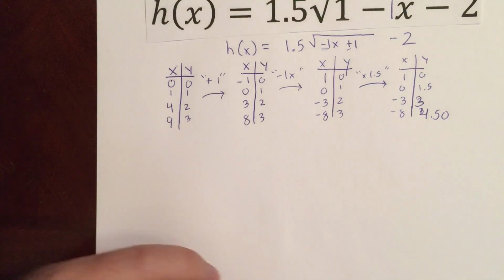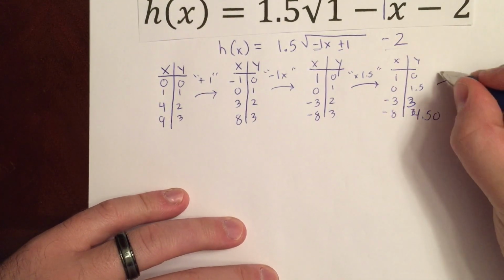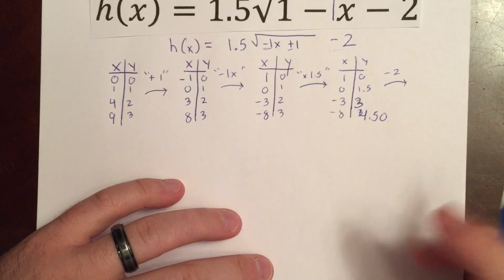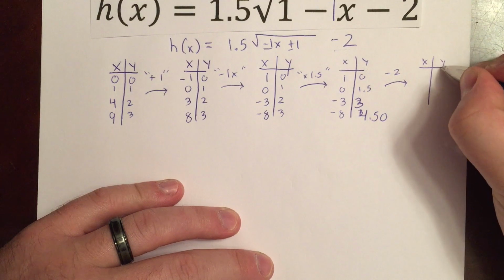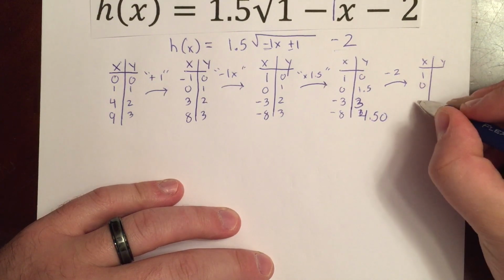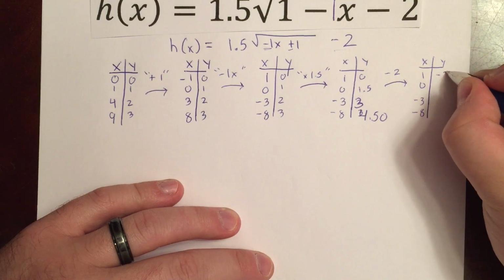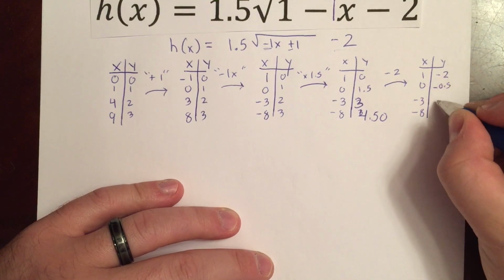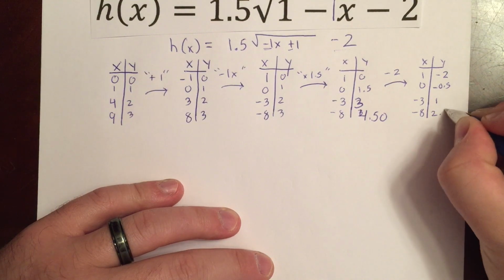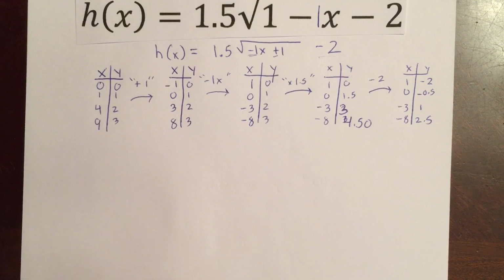Now we're going to do our last part, which is subtract 2. When we subtract 2 from the y values, again, we're done changing the x values. Now we're only changing the y values. So now it's negative 2, negative 0.5, 1, 2.5. And that should match up with how we're going to transform the graph in a second.